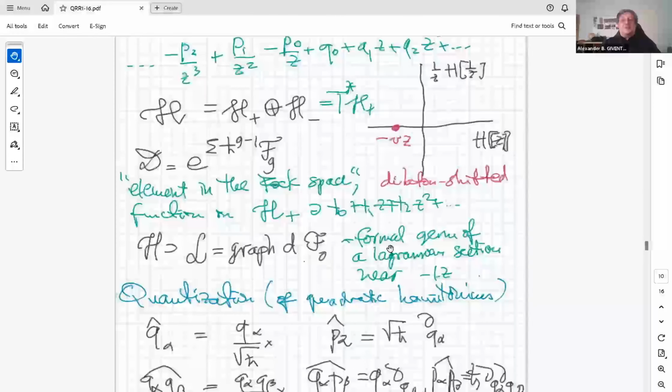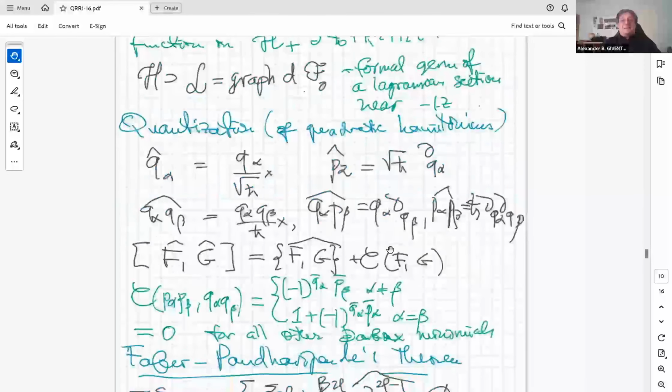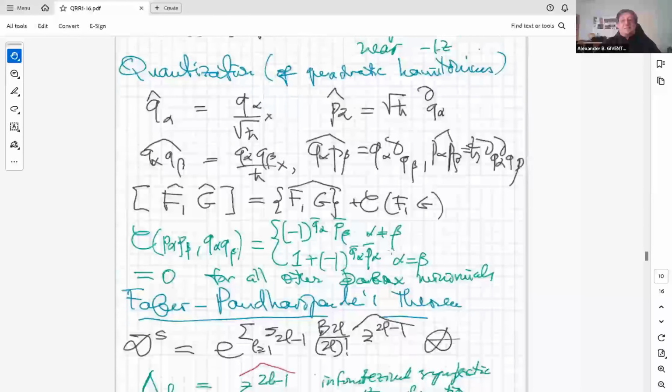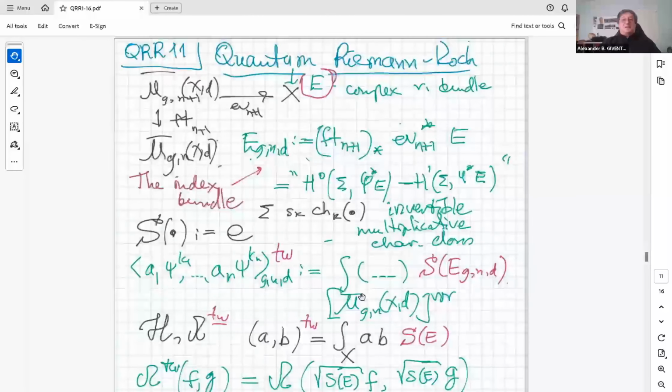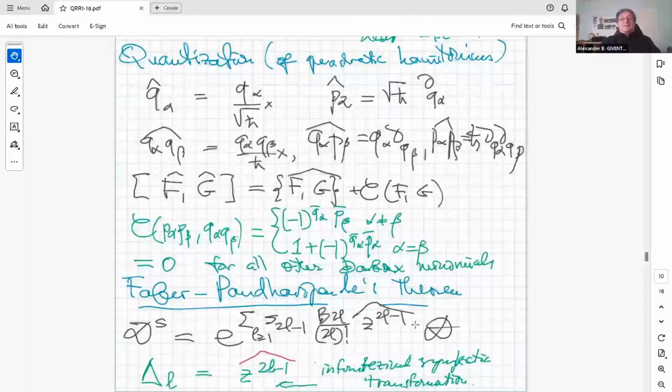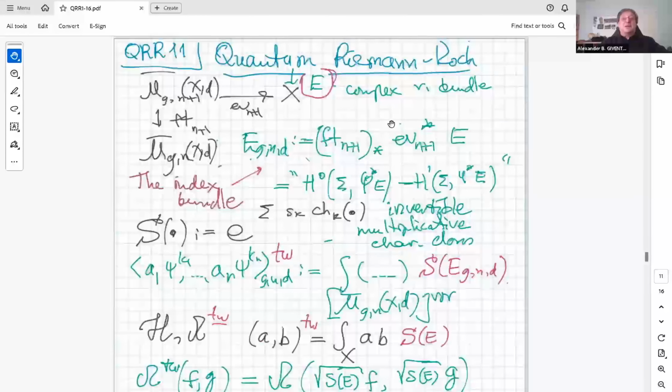Okay, so we now have a very convenient language in which we can describe identities between generating functions, and at least in this case of Hodge integrals, the formula looks particularly simple. Any questions about this? Okay, once we have this formalism in place, we can apply it in a more general situation, and that's what the quantum Riemann-Roch theorem is about.